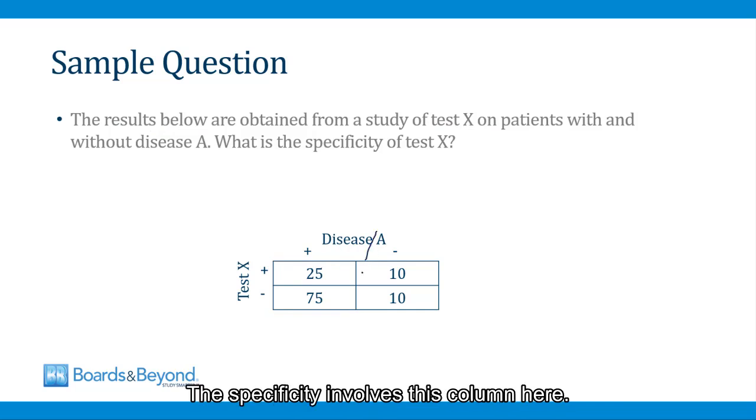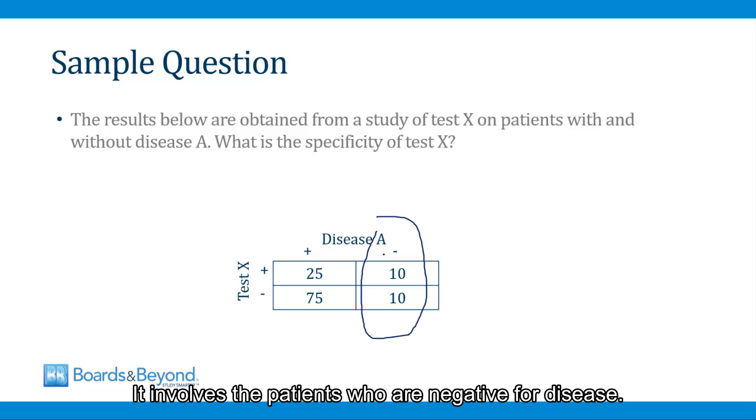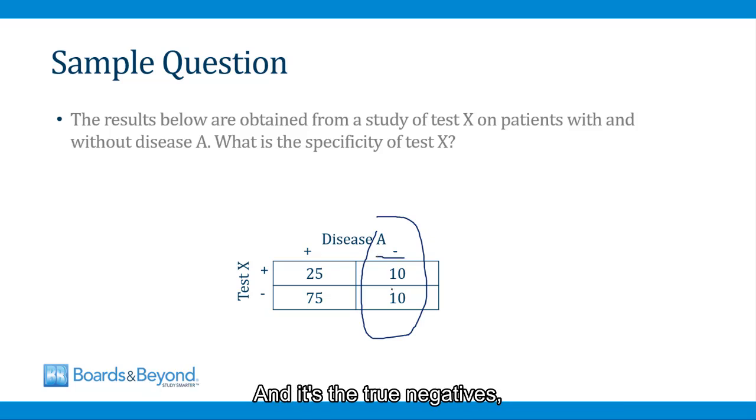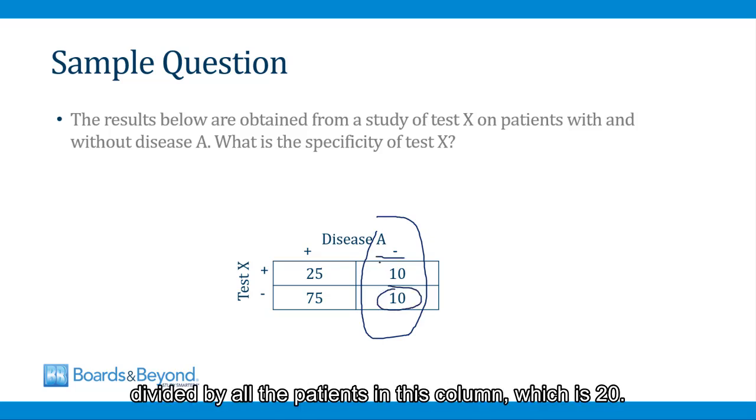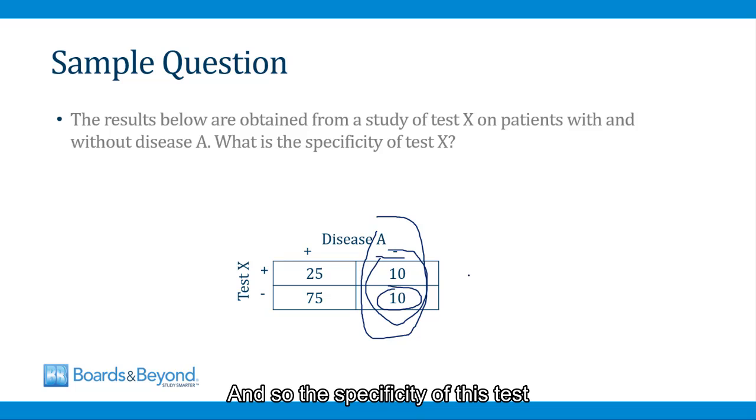The specificity involves this column here. It involves the patients who are negative for disease. And it's the true negatives, which would be 10, divided by all the patients in this column, which is 20. And so the specificity of this test would be 10 over 20, or 50%.